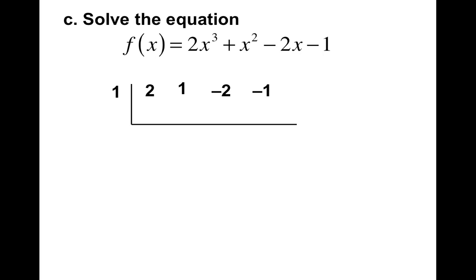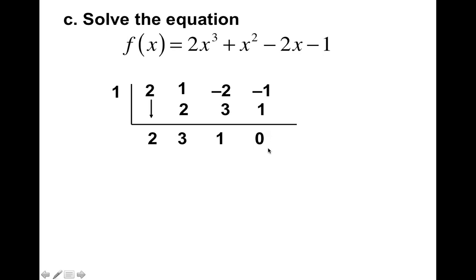So to synthetically divide, you drop down the first number. Then the pattern is to multiply, then add. So 1 times 2 is 2. That goes below the next number. And then we add. 1 plus 2 is 3. Multiply again. 1 times 3 is 3. Then add. -2 plus 3 is 1. Multiply. 1 times 1 is 1. Add. -1 plus 1 is 0.